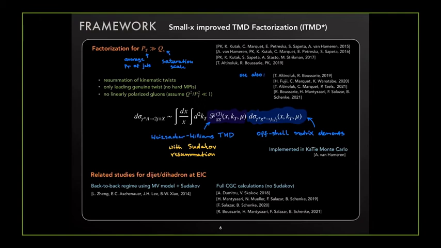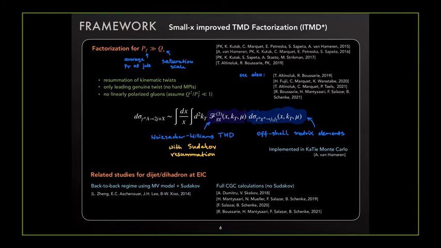So in our calculation, we use this ITMD framework that Cyril was talking about. So basically, here is the formula, and it looks like a kT factorization formula, except there is this Weizsäcker-Williams TMD gluon distribution, which, at least in our calculation, includes Sudakov resummation. And for the hard part, we keep the off-shell gluon, so it has to be calculated with full off-shellness, full off-shell phase space. And we also do include the electron. Here, just for simplicity, this is written for gamma-nucleus, but what we calculate is really the full electron-nucleus or electron-proton cross section.